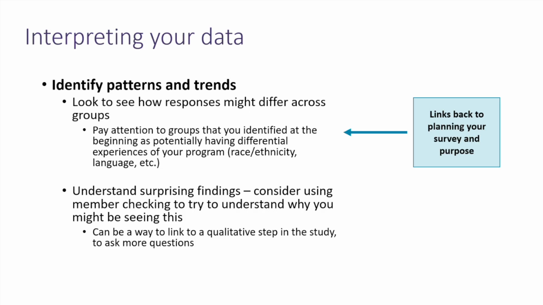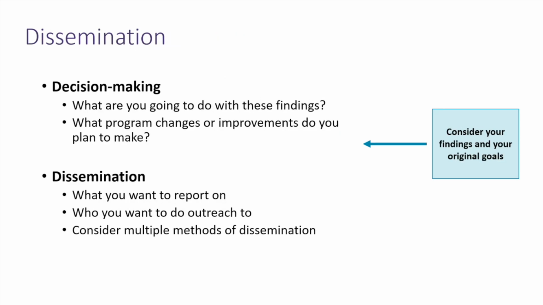It's also an opportunity to understand surprising findings. You can consider using member checking, where you're bringing back the information that you got to community members to try to understand why you're seeing what you're seeing. And this is a way to link to a qualitative step in the study, maybe ask more questions, get into more depth. Next slide. And then decision-making and dissemination.